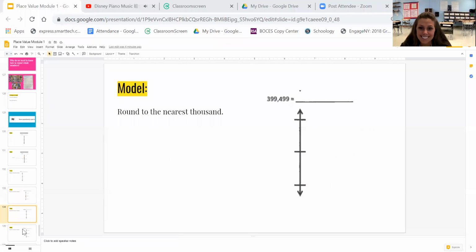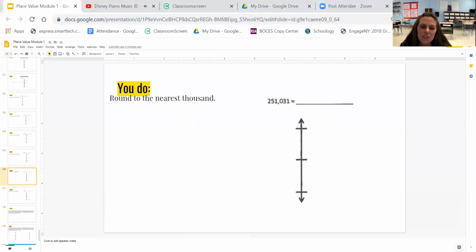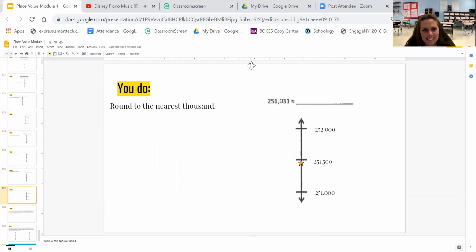Let's go ahead and try your next one. Oops, sorry. So here's yours, round to the nearest thousand. I want you to pause your video and go through the steps and then check back with me to see your answer. Hopefully, if you did this one correct, when you rounded, you got 251,000 because it's closer on the number line to 251.